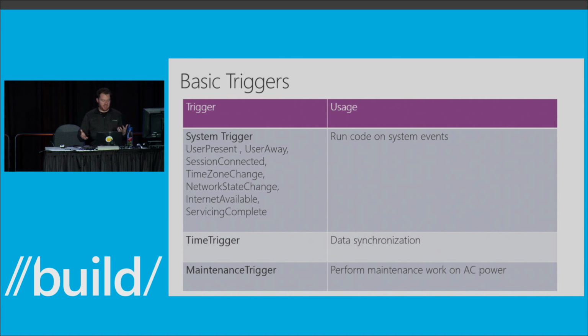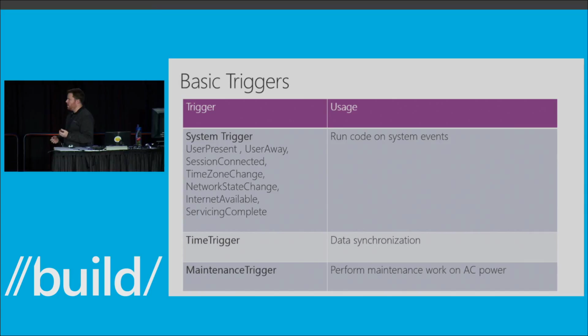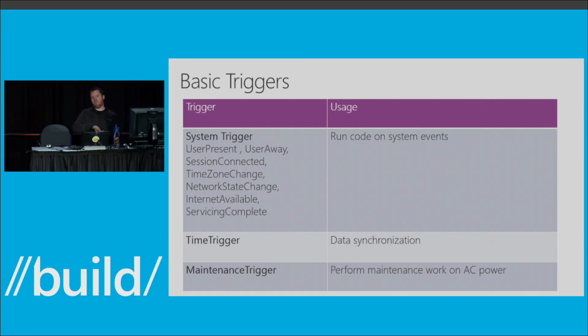Time zone change, fairly self-explanatory. Network state change and internet available fire when the network becomes available or not available, or if you change from, say, cell radio to Wi-Fi. Service complete is interesting. When you upgrade your app, say from version 1 to version 2, you can register for this trigger associated with a background task. That background task will fire after your update is done. That's useful if you've changed the schema of some of your data or you want to do that during an update to make sure everything works well.